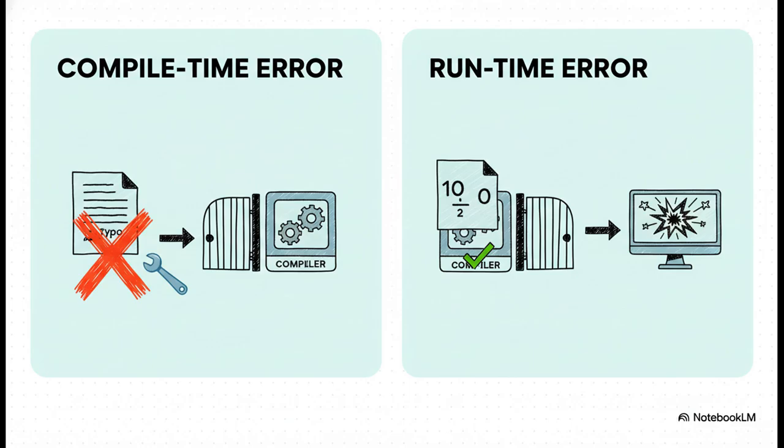Of course, sometimes things go wrong. A compile time error is basically a grammar mistake. You forgot a semicolon or misspelled a keyword. The compiler is great because it finds these for you before you even try to run the program. A runtime error is sneakier. Your grammar is perfect, but your logic is flawed, like telling the computer to divide a number by 0. Those errors only pop up when the program is already running.